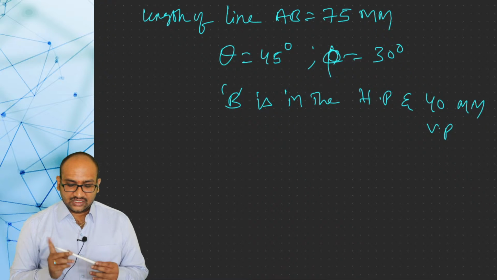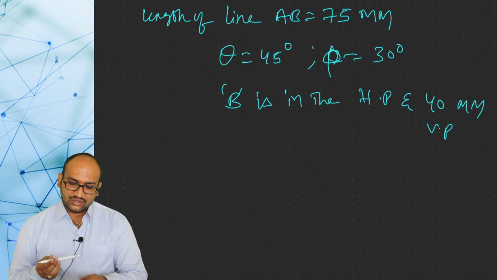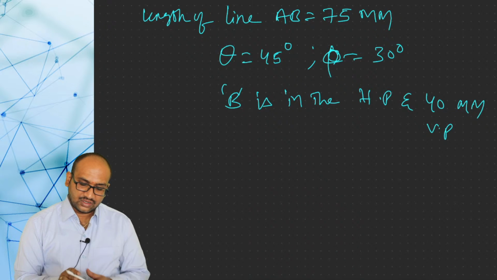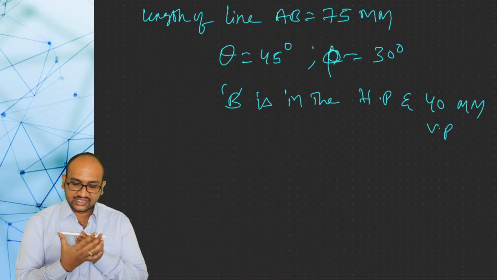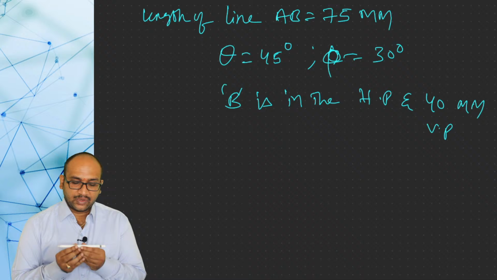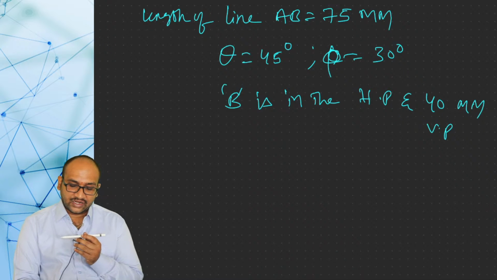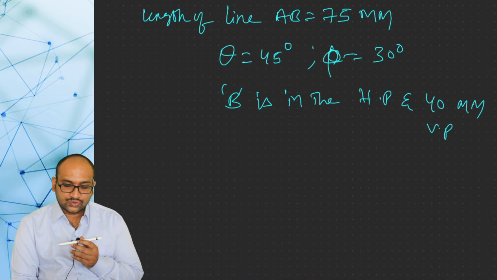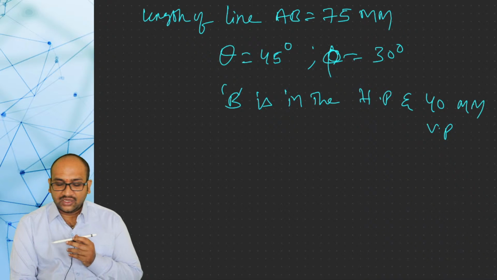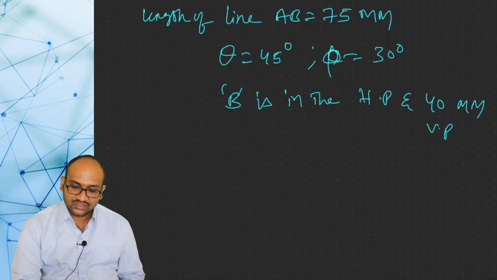Here I am considering end B is in the HP. This is the line AB whose length is 75 mm. End B is in the HP and 40 mm in front of VP, and this line is inclined at 45 degrees to HP and 30 degrees to VP. Draw the projections. This is the problem. So this is a 3-stage problem.